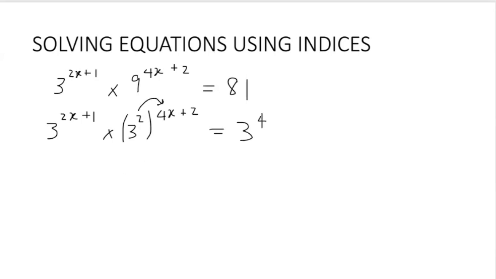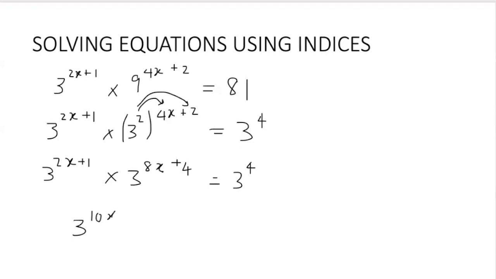Now multiply 2 times 4x and 2 times 2. So let me rewrite the 3 to the 2x plus 1 times 3 to the power of 2 times 4x, that's 8x, 2 times 2, that's 4, equal 3 to the 4th. I write the base once and I add the powers. So 2x plus 8x, that gives us 10x. And 1 plus 4, that gives me 5, is equal to 3 to the 4th.